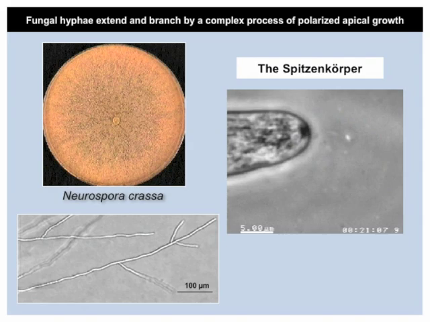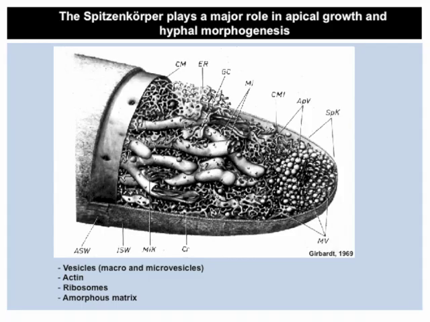This is a three-dimensional reconstruction from EM serial sections done by Girbardt in 1969. We can see this accumulation of vesicles at the very tip, where the Spitzenkörper is located in the hyphal tips. As I mentioned before, we believe that it has a major role in apical growth and hyphal morphogenesis.